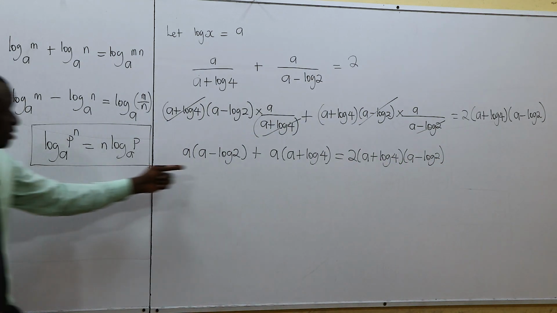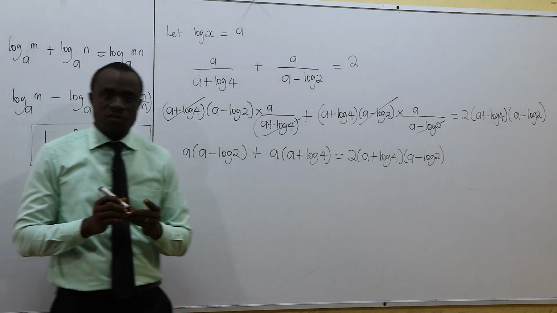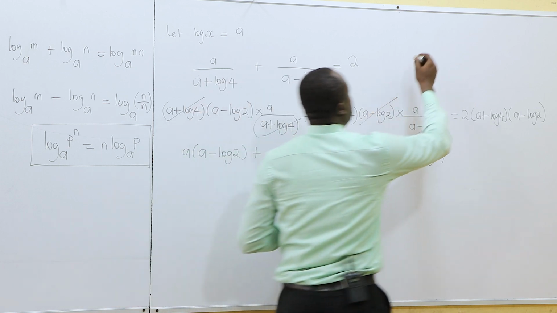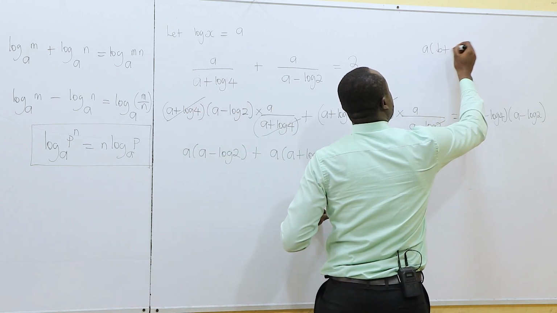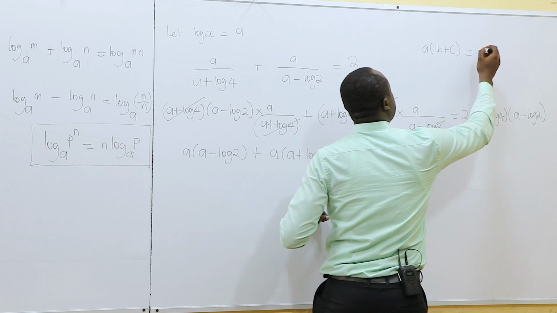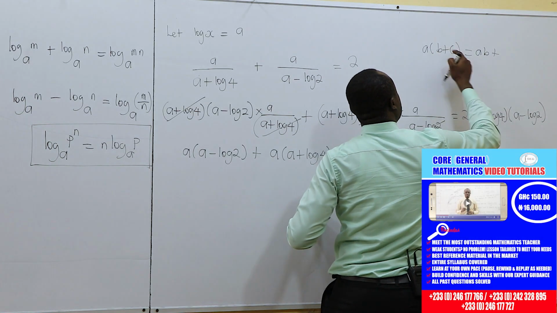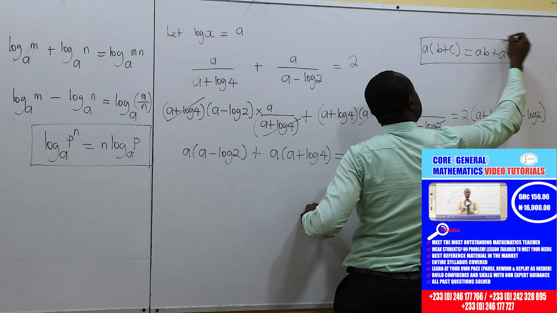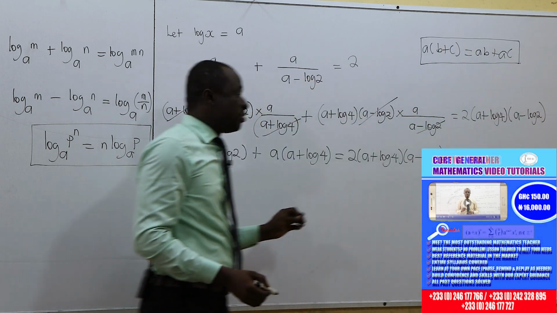Now, we expand using the distributive property. What does the distributive property say? It says that if you have a into bracket b plus c, it is a times b, ab, plus a times c, ac. So we want to use the distributive property.